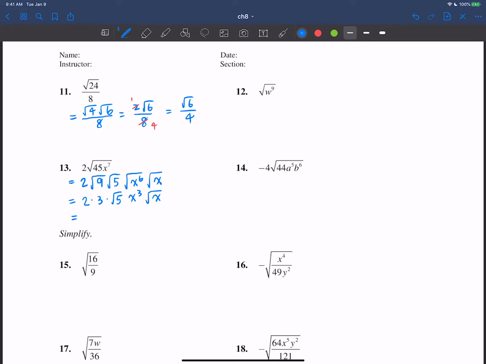And I'm going to reorganize my factors right here. I will put the numbers outside together. Those are the rational part. And then I put the radical parts together as well. So you have 2 times 3, that is 6. And you have x cubed also outside. Inside, we have 5 and x. Put them together as a product. And that is my final answer.